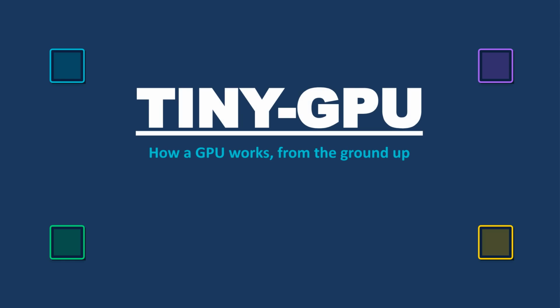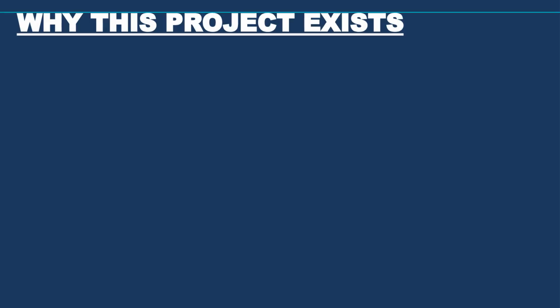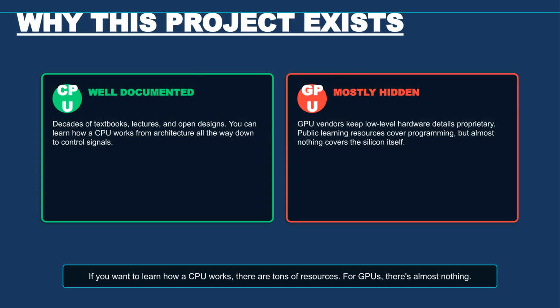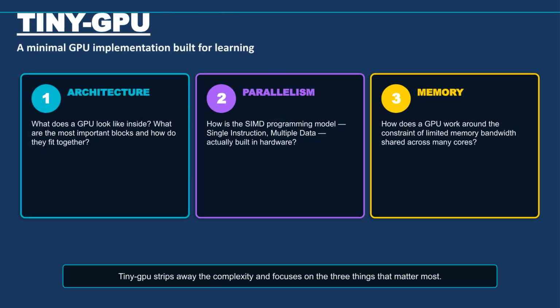This video introduces TinyGPU, a minimal Verilog GPU implementation built to explain how a GPU works from the ground up. The motivation for this project is the lack of public resources covering the low-level hardware details of GPUs. Unlike CPUs, which are well documented, GPU architecture is mostly hidden. TinyGPU focuses on three key areas: architecture, parallelism, and memory.